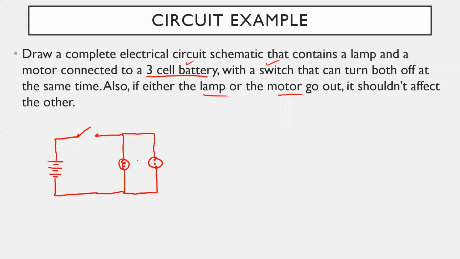And if one of these goes out, like if this lamp goes out, if that bulb breaks, we still have a complete circuit. Electricity can still flow through the motor just fine. And likewise, if the motor went out, like if it just broke, the lamp can still go because electricity can still find its way through. I'm drawing the electricity the wrong way. Electricity goes from negative to positive. So the electricity is going to flow this way. But anyway, one way or another, it works.